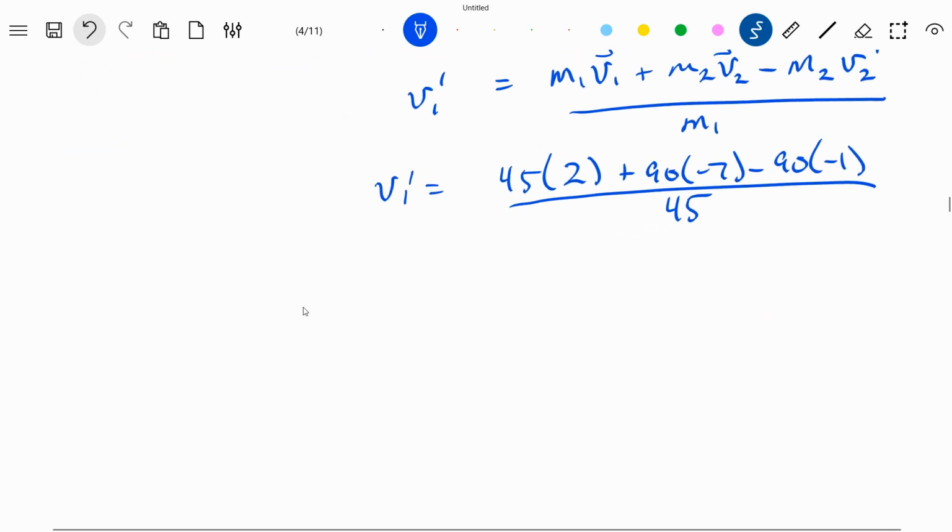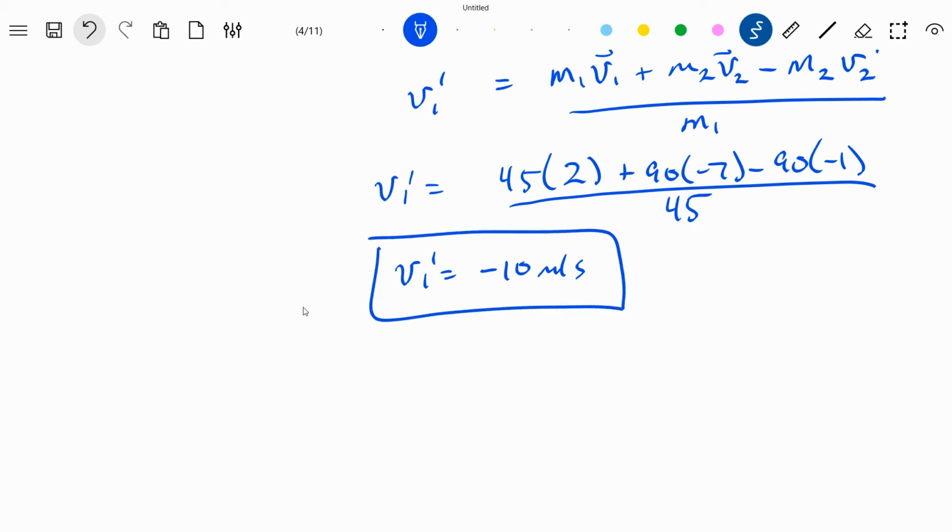Okay, so grab a calculator. Numerator is 45 times 2 plus 90 times -7, and then subtract 90 times -1. Okay, so there we go, all of which is over 45. -10. So V1 prime is -10 meters per second, just like that.